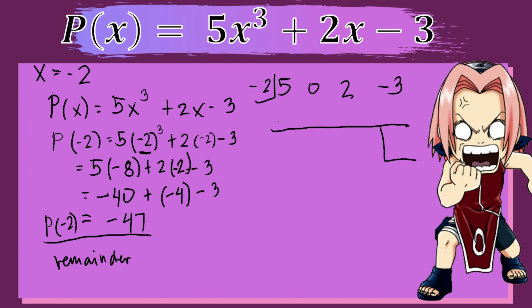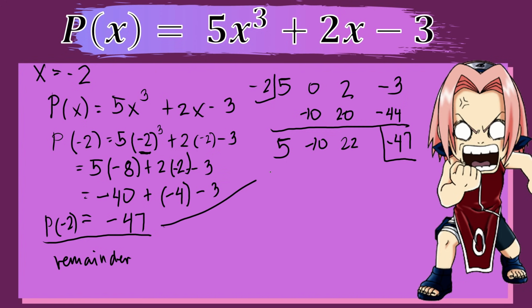So, again, for synthetic division, di ba, bring down the first term, that's 5. Multiply kay divisor, 5 times negative 2 is negative 10. Then 0 plus negative 10 is negative 10. Negative 10 times negative 2 is positive 20. 2 plus 20 is 22. 22 times negative 2 is negative 44. And negative 3 plus negative 44 is negative 47.